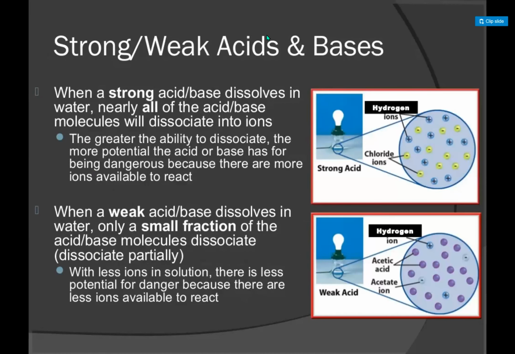Strong acids versus bases. What are the weak acids? What are the weak bases? When a strong acid or base dissolves in water, nearly all of the acid or base molecules dissociate into ions. When we dissolve a strong acid, it completely dissociates. The greater the ability to dissociate, the more potentially dangerous the acid or base is, because there are more ions available to react.